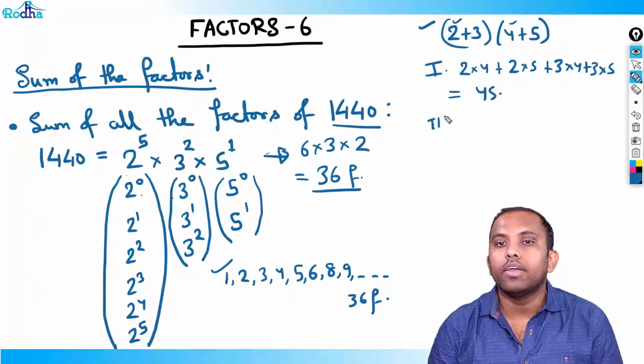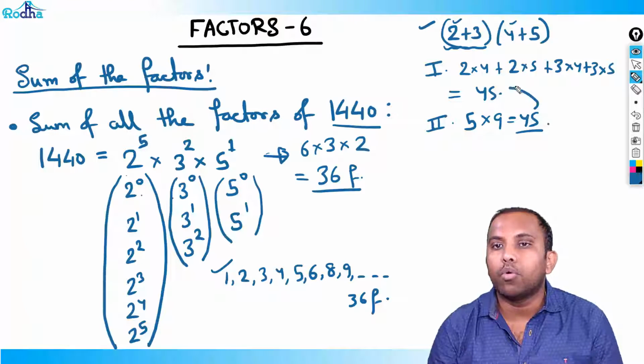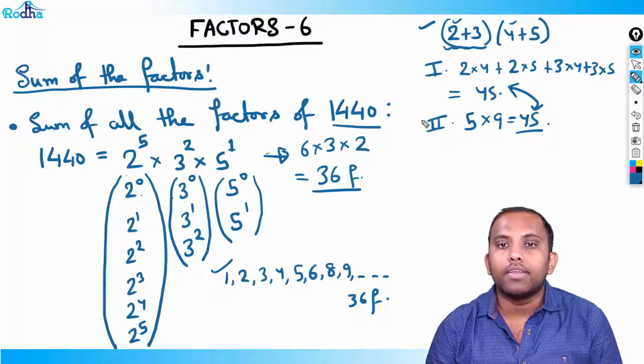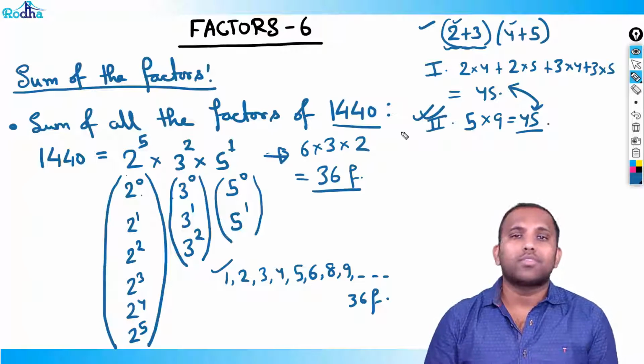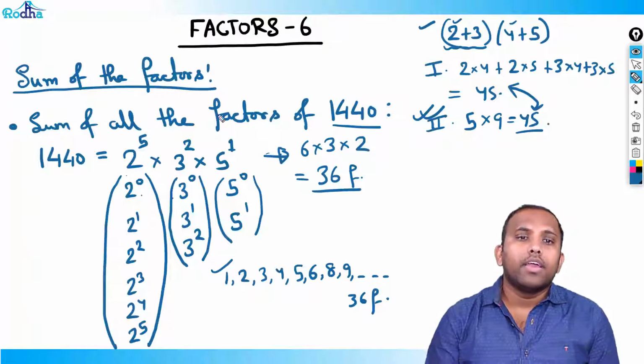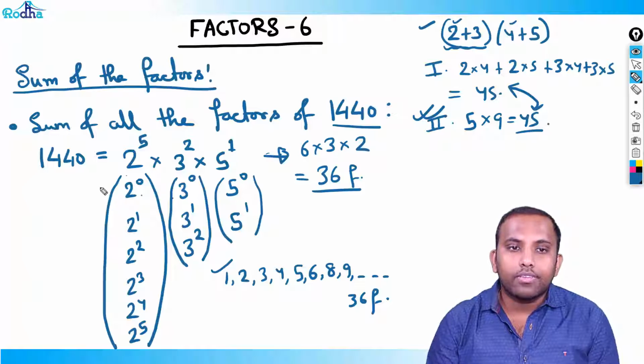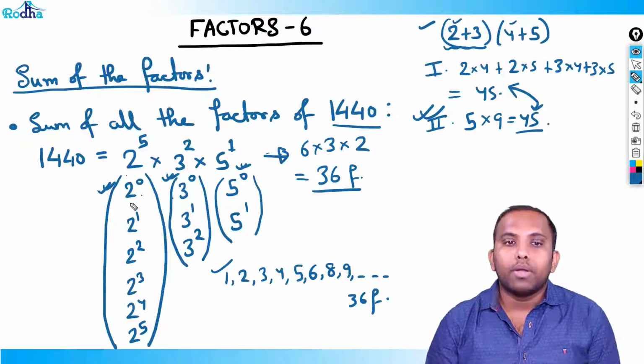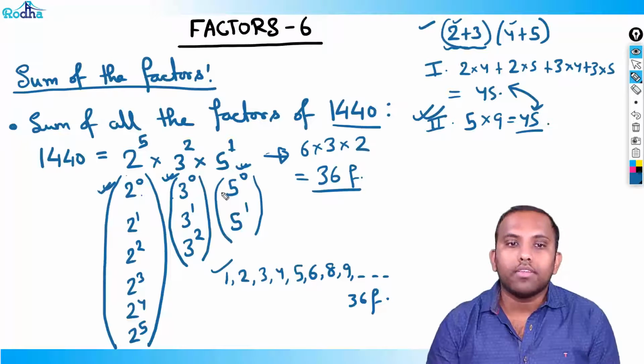What is the second way? Simply add inside the brackets and multiply. 2 plus 3 is 5 and 4 plus 5 is 9. So 5 into 9 is 45. The answer in both cases is the same, but the second way is much faster. This is what I wanted to explain. Here we have 6 terms, here 3 terms and here 2 terms. If we multiply all those, we'll get 36 factors by picking one term from each bracket. This is what we're doing.